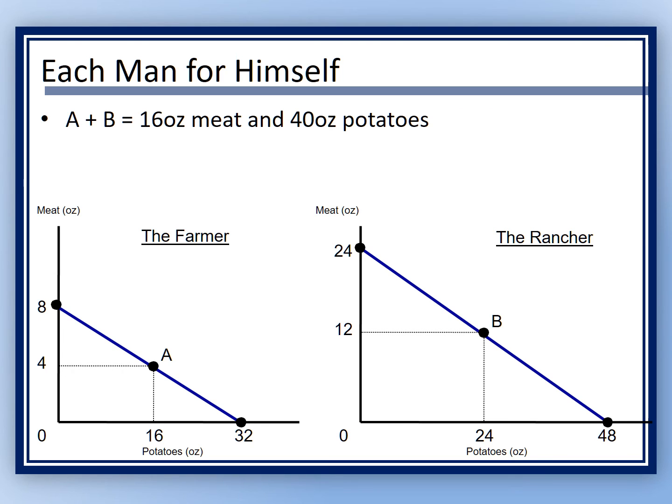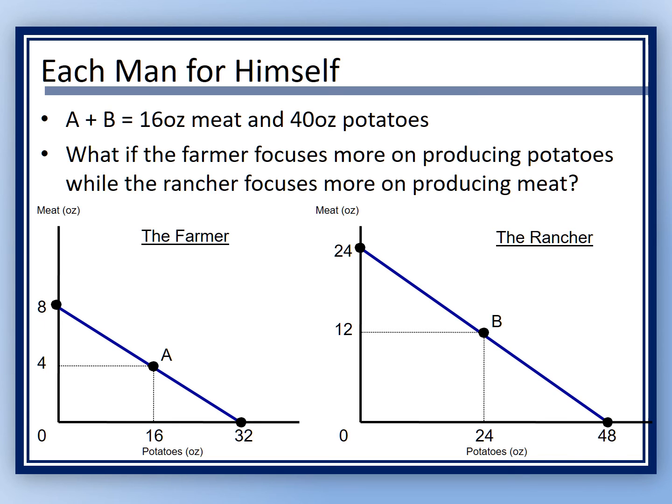And if you add what they have together, 4 plus 12 is 16, and 16 plus 24 is 40. So that's what you have in this economy. This is a very tiny economy where they, in total, have 16 ounces of meat and 40 ounces of potatoes. And they use up all the time. What if we ask the farmer to focus on producing potatoes and the rancher to focus on producing meat? Can they do better if they focus on one of the two items?